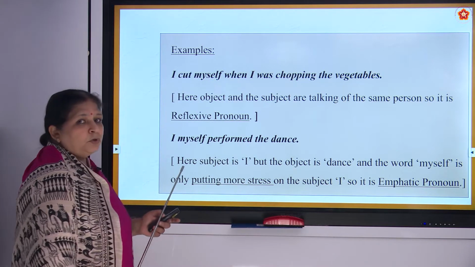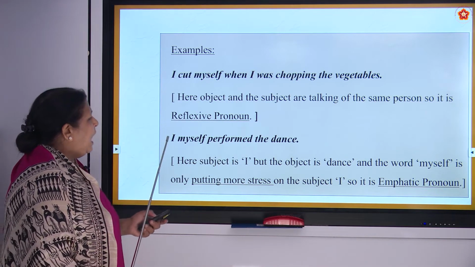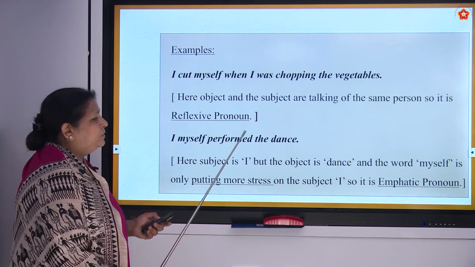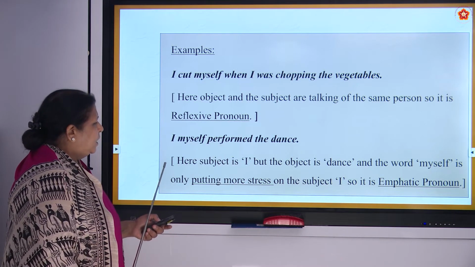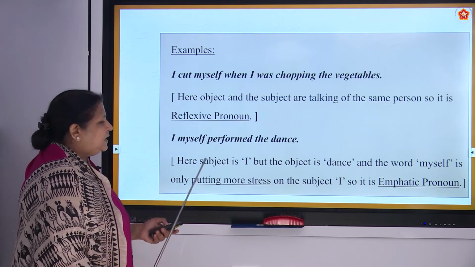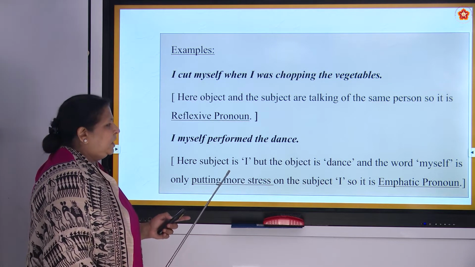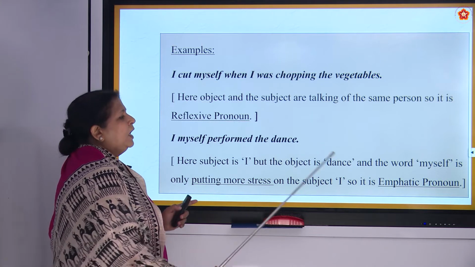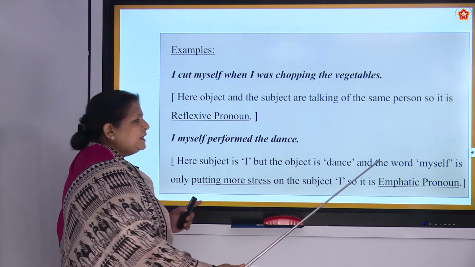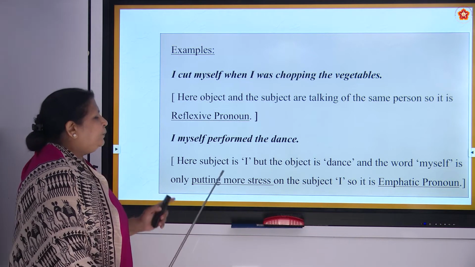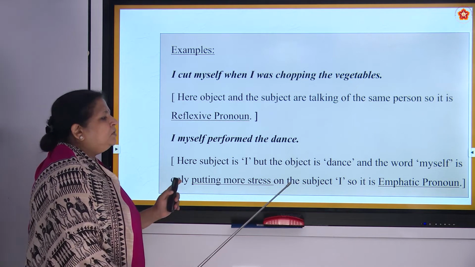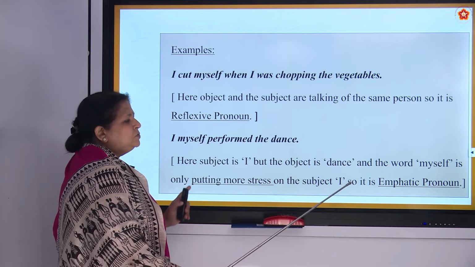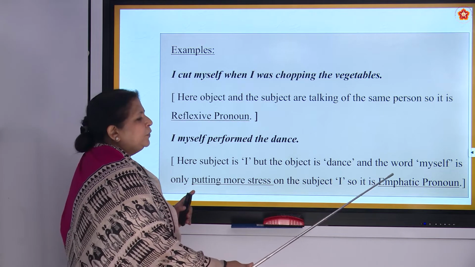Okay. So see this carefully. I myself performed the dance. Here the subject is I. Okay. But the object is dance, and the word myself is only putting stress on the subject I. So it is an emphatic pronoun.